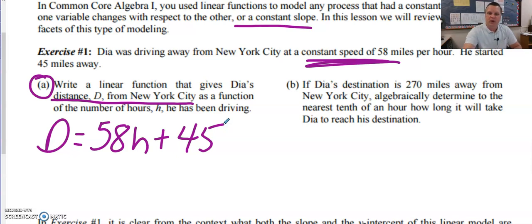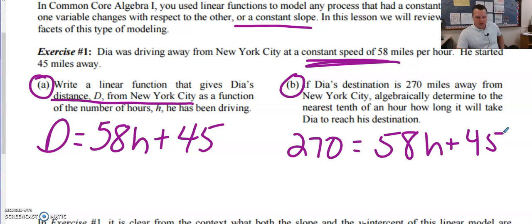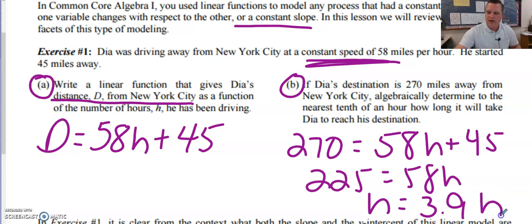So if Dia's destination, part B, is 270 miles away from New York City, algebraically determine to the nearest tenth of an hour how long it will take Dia to reach the destination. So what we want is the distance to be 270 miles, and we have to figure out how many hours it is going to take Dia to be 270 miles from New York City. Using your basic algebra to solve, bring the 45 over. So then we have 225 equals 58H. Divide by 58, throw it right in your calculator, and we will have H equals 3.9 hours.